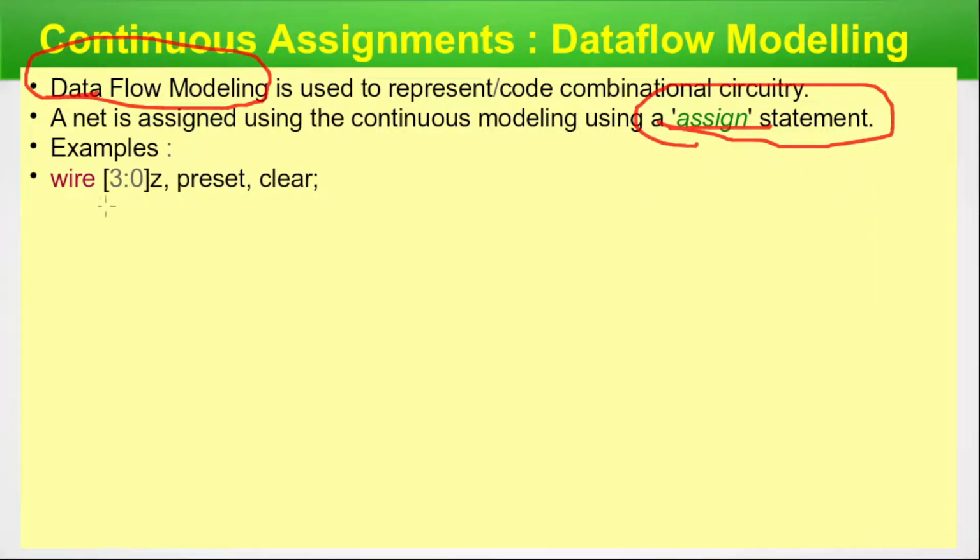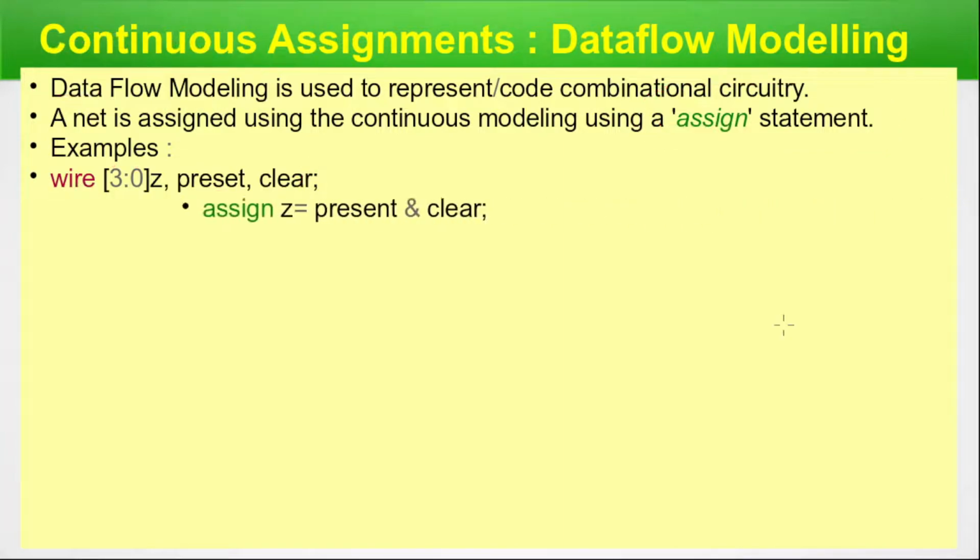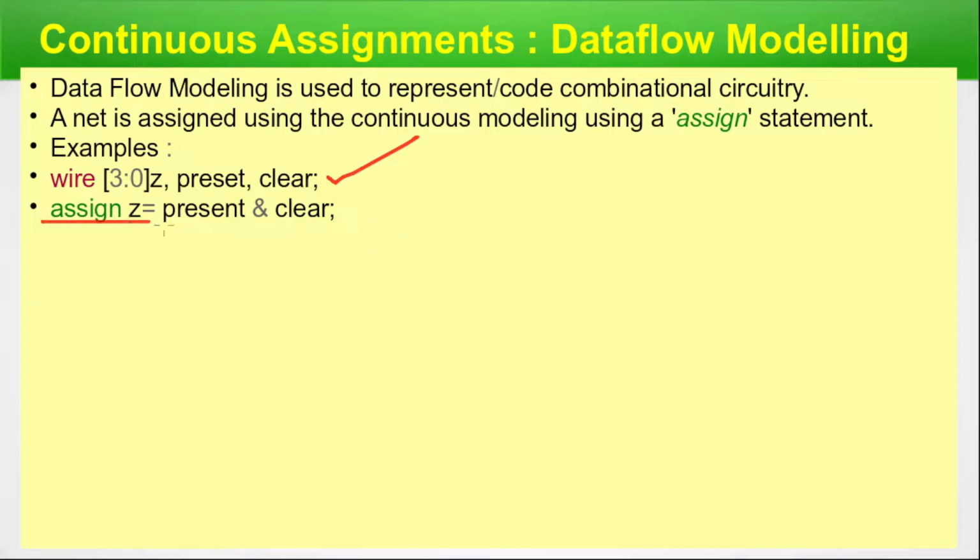First, we can define a wire type net with 3 down to 0. We read it like 3 down to 0. This is a bus, and preset and clear. And we end the statement with a semicolon here. Next, we use these variables which we have defined here using the wire statement to construct the assign. We have defined the variables here, and here to represent the data flow, we will use this equation.